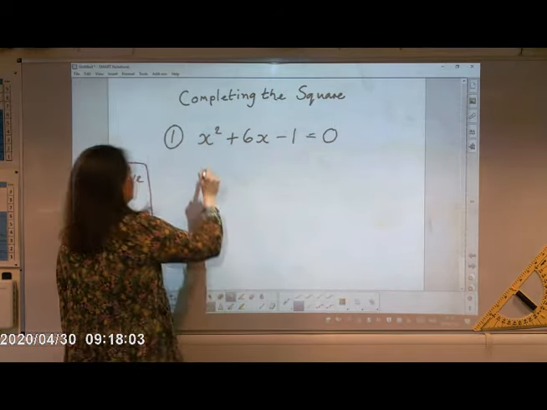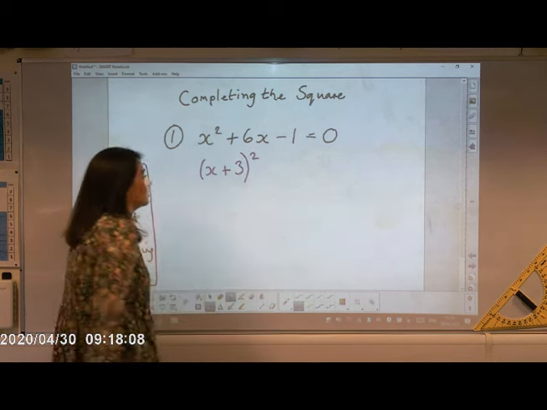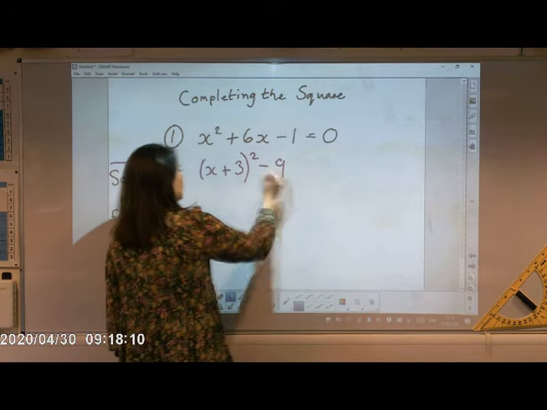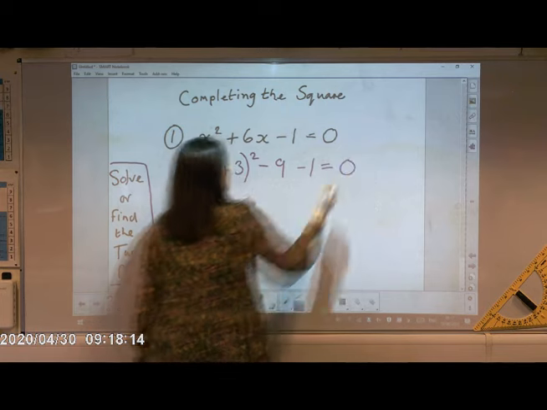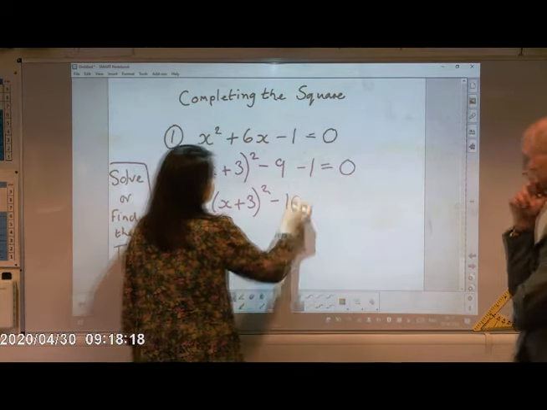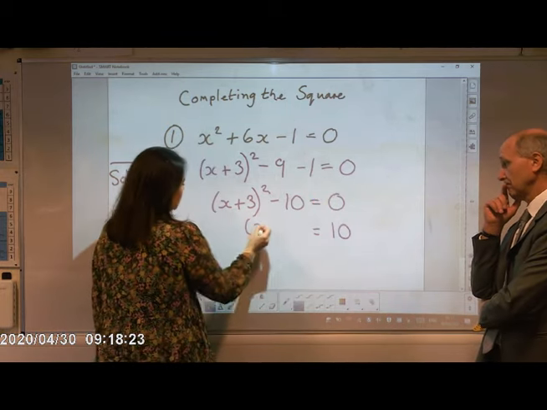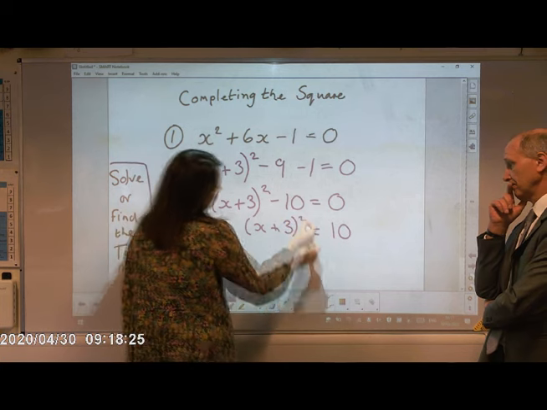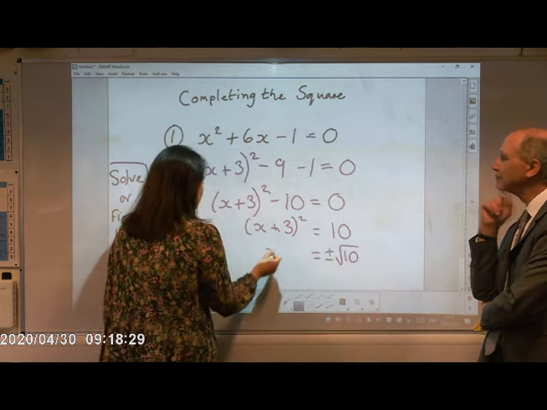Half the number. I'm not going to explain why, because you should know why. Minus the 9, so minus that number squared, and then also carry down your minus 1. That's going to give you x plus 3 squared minus 10. Then to solve, I'm going to move things to the other side, they change sign. And I'm going to square root. When I square root, I make sure that I give plus and minus, otherwise I'm silly.